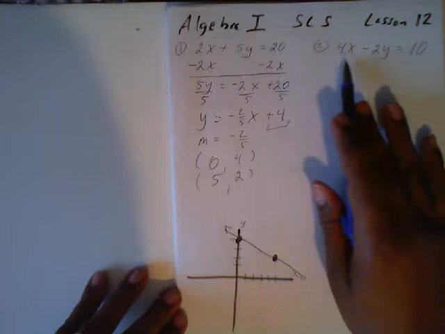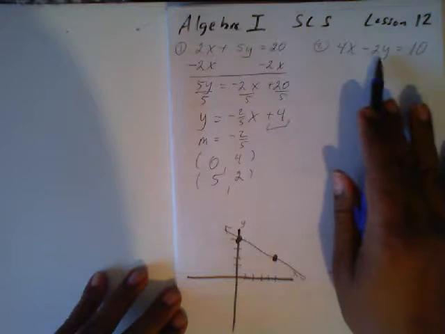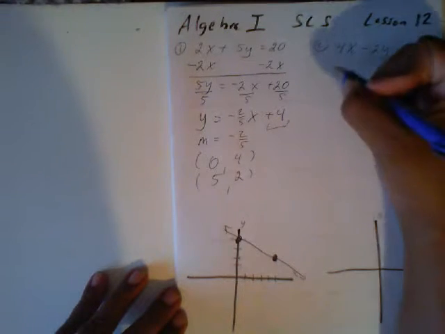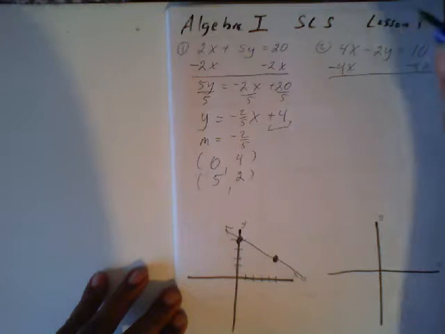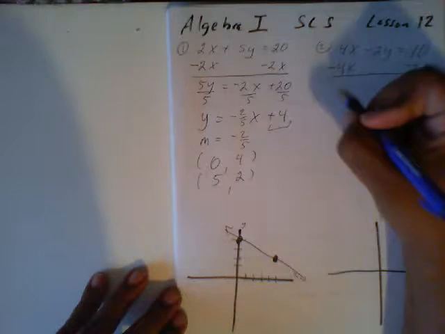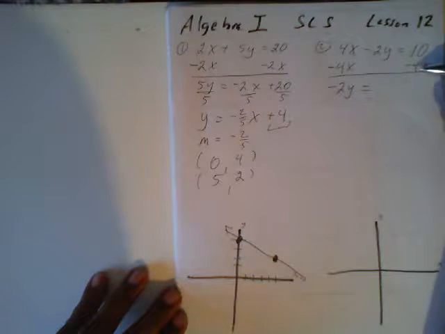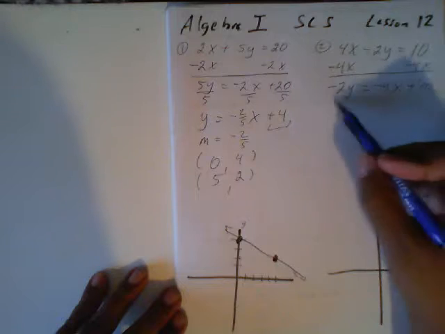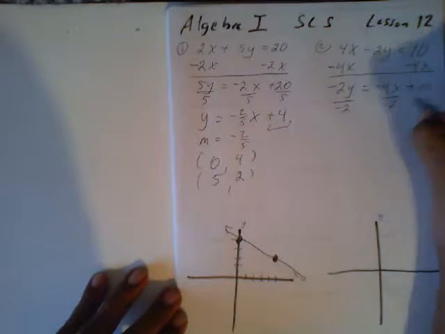Next, I want to graph this by converting this into slope-intercept form. So I want to solve for y, so we're going to take this positive 4x and use a negative 4x to cancel it out. So minus 4x, we do to one side, you do it to the other, so minus 4x. So you're left with a negative 2y equals, and here we're going to place the negative 4x first and then the positive 10 behind it. Now I want to divide by negative 2 on both sides.